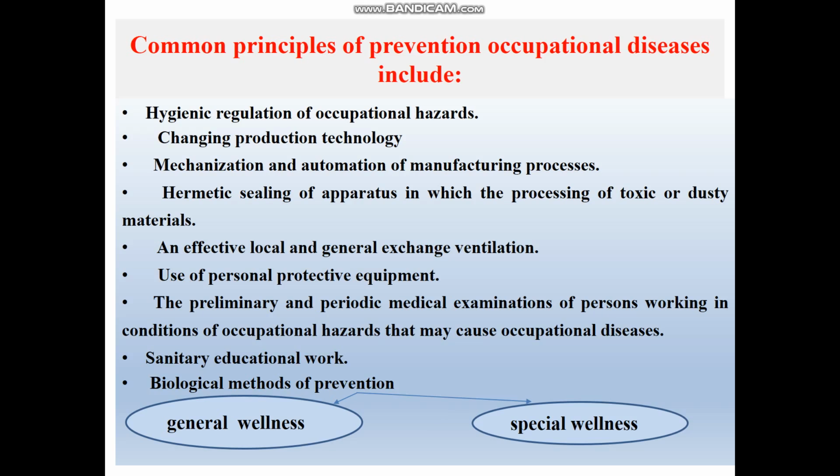For example, positive breathing exercises, inhalation of aerosols, as well as a balanced diet with the inclusion of appropriate vitamins in the prevention of pulmonary fibrosis, bronchitis of dust and toxic chemical etiology. The importance of massage, chamber baths, and gymnastic exercise is studied for prevention of vibration disease. Next, preventive measures include the preliminary and periodic medical examination of persons working in conditions of occupational hazard that may cause occupational disease.